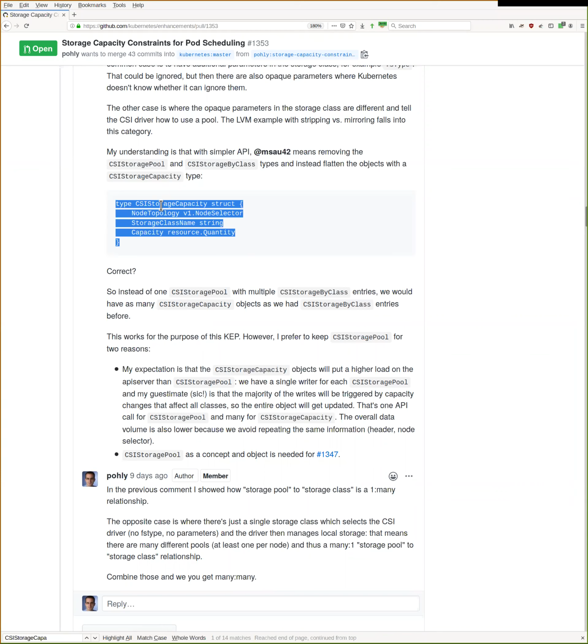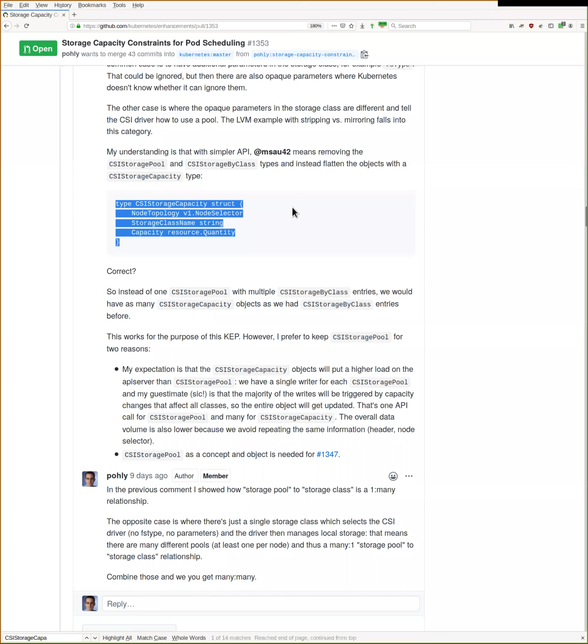Michelle, then I'll change the cap accordingly. Can you rename it? I mean, it's a storage capacity. I was feeling pretty lost with that name. Can we name it something like CSI storage placement? It's more than just capacity. We can discuss the name in an implementation PR.